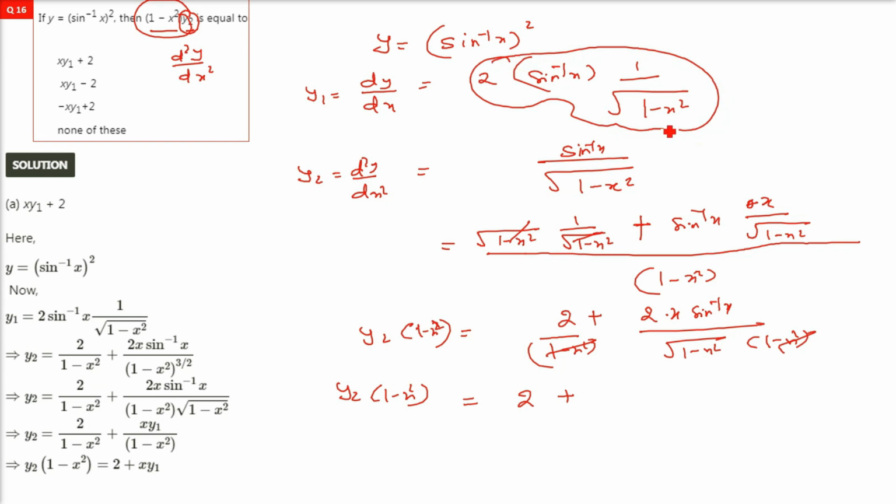Now if you remember, y1 was 2 sin inverse x by under root 1 minus x square. We already have. If you exclude x from here, then the other thing will be y1. So essentially this is x into y1 only. So y2 into 1 minus x square is equal to 2 plus x y1. So this is your answer. This is your final answer. Respective option you may choose.